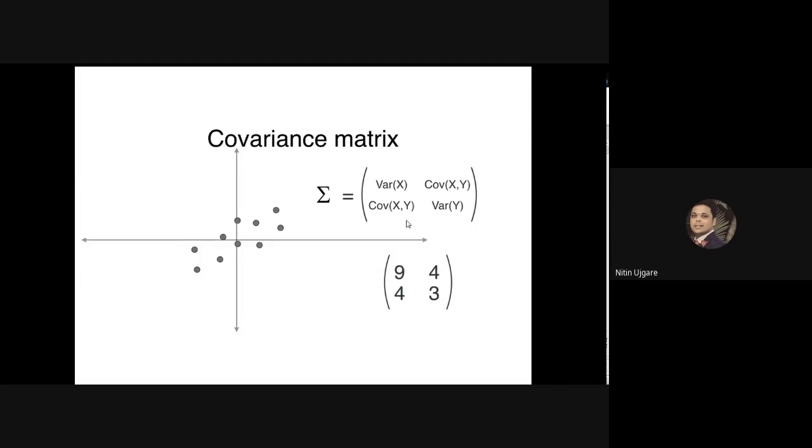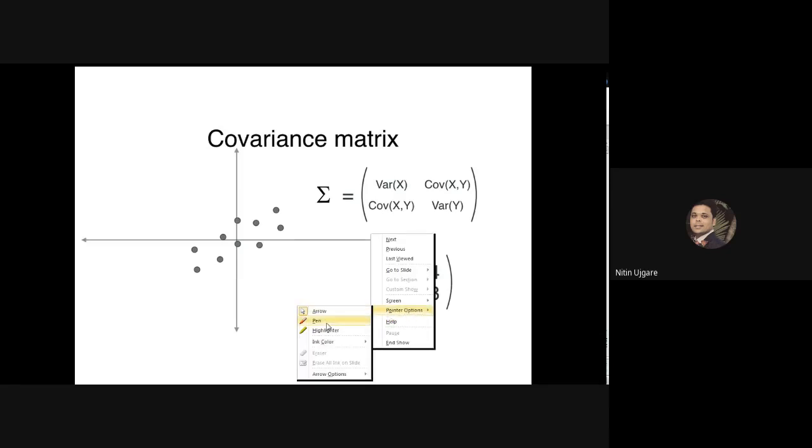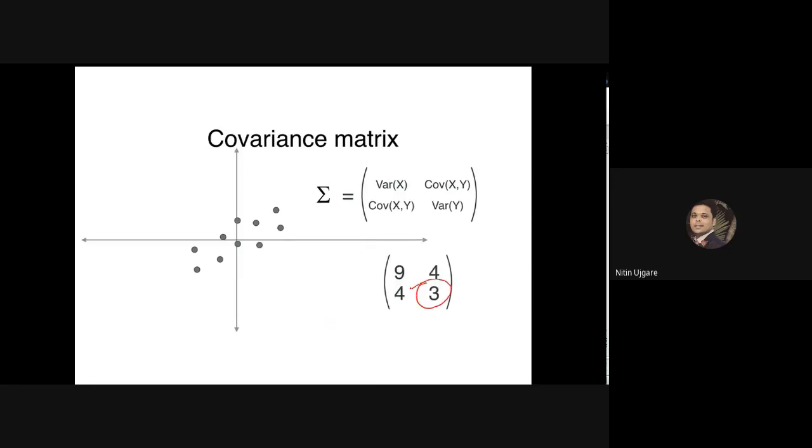Okay, so let us say that the variance of x that we have calculated is 9. The covariance that we have selected is 4, because we have just seen the variance of x and y, and we realize that both the variances have positive values. So let's take a covariance value of 4, and we use this for both off-diagonal fields. And then we have decided that the variance of y is 3.